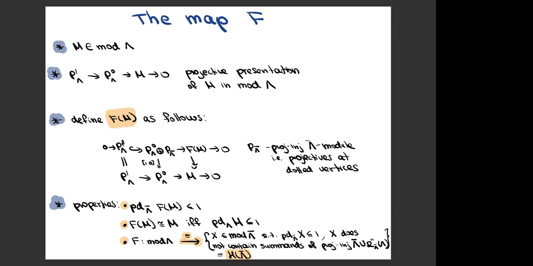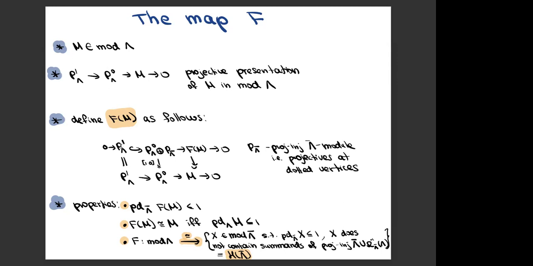So what I do is, in position 1, I'm just going to copy P lambda 1. And remember from the slide before, projective lambda modules are also projective lambda bar modules. So this is projective in mod lambda bar. That's great. Then I have this P lambda 0 here, and I'm going to copy it here as well. And the key is I want to add here some P lambda bar. This is now a projective injective lambda bar module, the projective at the dotted vertices, and I want to add it such that the map from P lambda 1 into P0 plus whatever I added becomes injective.